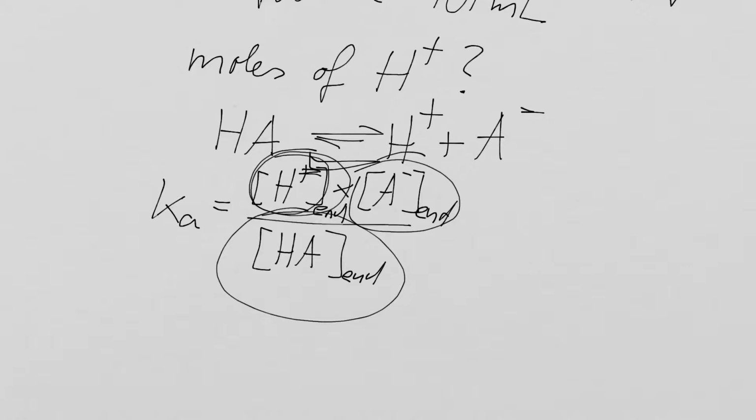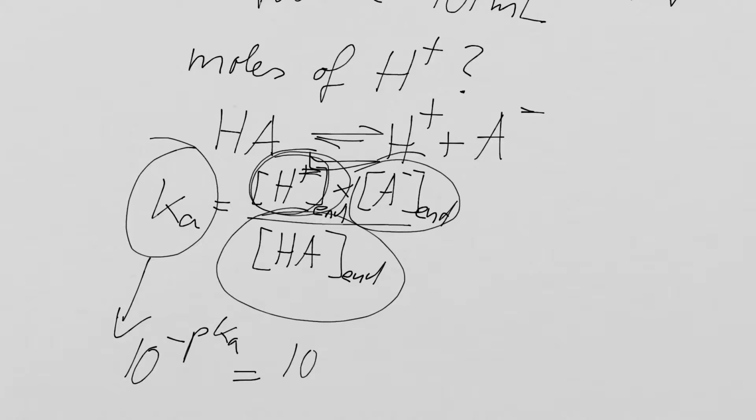Do we know Ka? Yes. What is it? It is 10 to the power, you are absolutely right. Ka is 10 to the power of minus pKa, is 10 to the minus 5. Yoo-hoo, we have at least one thing that we know from this equation. But otherwise, it is a real bugger.